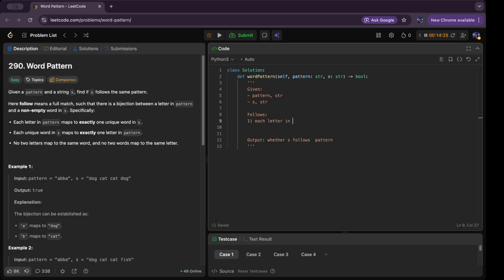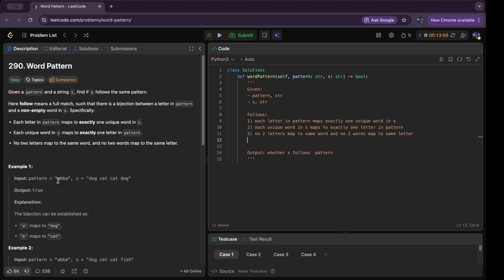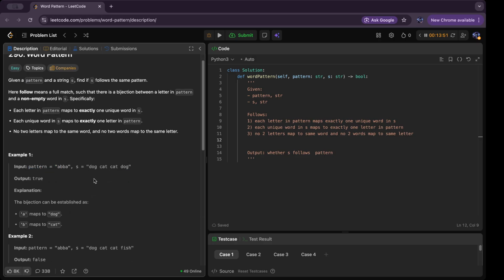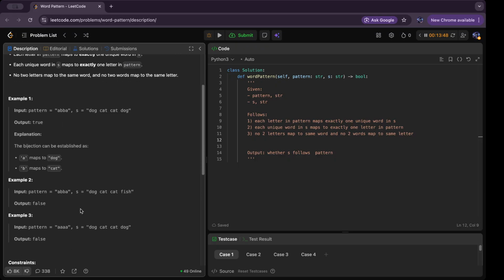Each letter in pattern maps to exactly one unique word in s, and no two letters map to the same word and no two words map to the same letter. Okay, let's take a look at an example. Dog maps to A and cat maps to B. So this will return true.